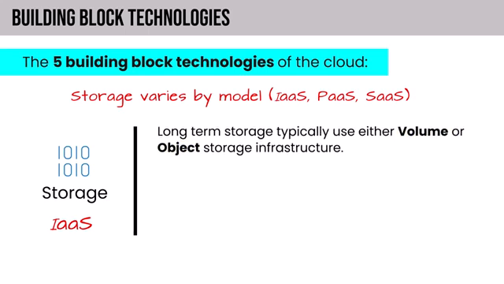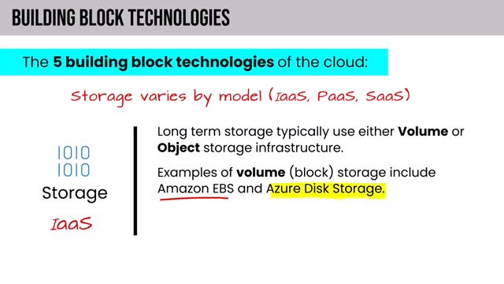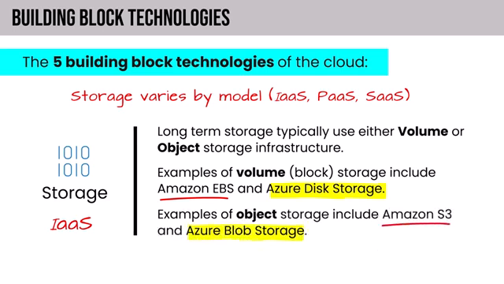So let's talk about each of those. An example of volume or block storage would be Amazon EBS and Azure Disk Storage. An example of object storage would include Amazon S3 and Azure Blob Storage.